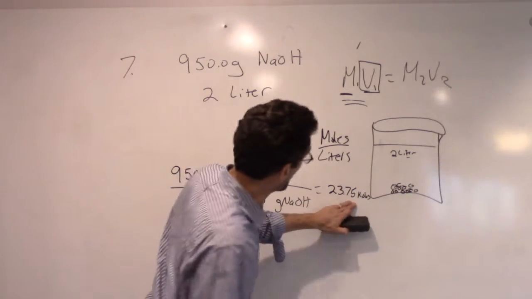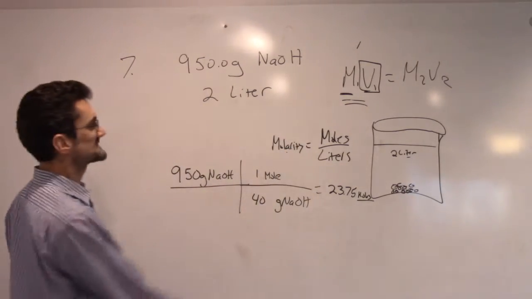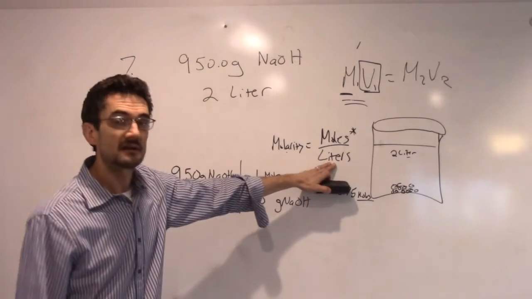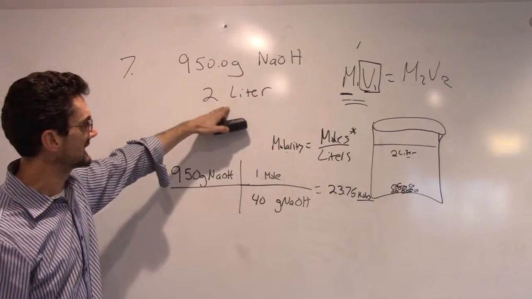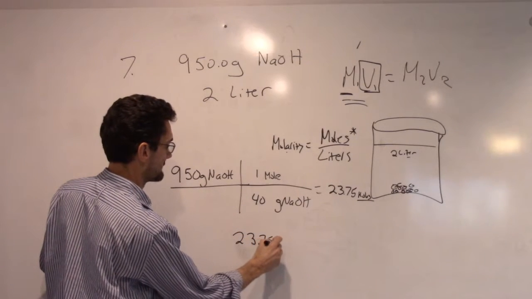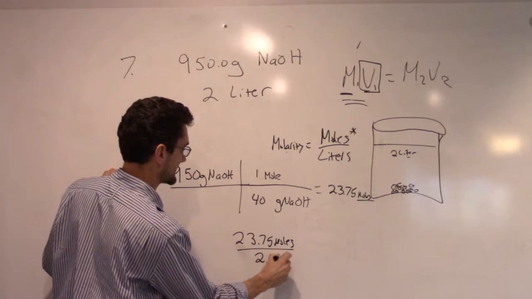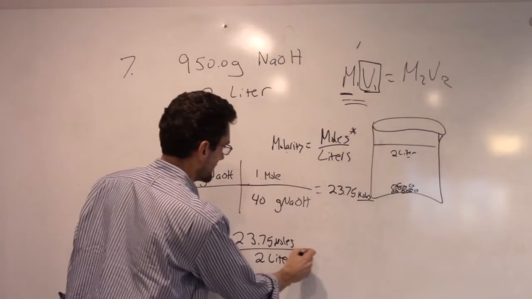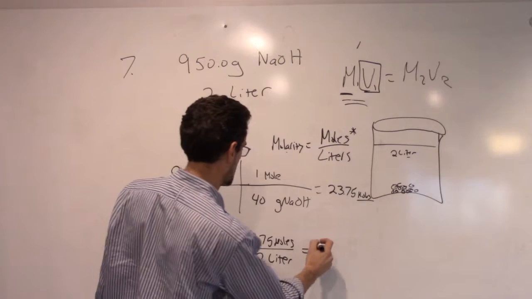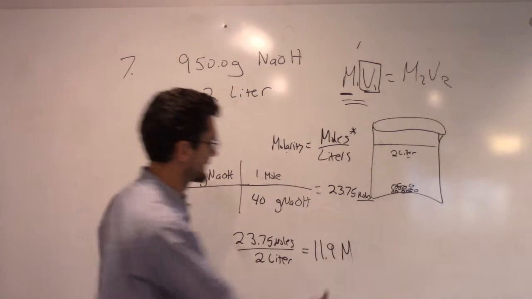No, because that's just in moles, but we want it to be in molarity. That's just the top part of this equation we just figured out. How many liters did we have? Oh, we had 2 liters. So we're going to take 23.75 moles and divide that by 2 liters, and that's going to give us our molarity. And that's equal to about 11.9. 11.9 capital M NaOH.